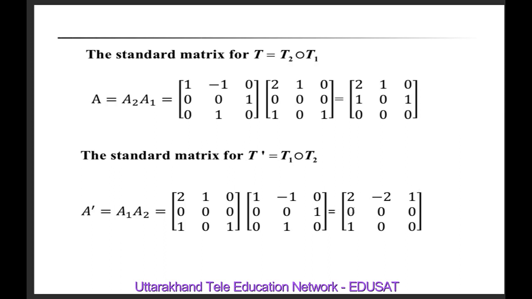In the second row, all the elements will come out to be 0, and in the third row, the first element is 1, second element is 0, third element is 0. So we have calculated the standard matrix for T2 of T1, which is 2, 1, 0, 1, 0, 1, 0, 0, 0, and the standard matrix of T1 of T2, 2, minus 2, 1, 0, 0, 0, 1, 0, 0. One may notice that these two are not equal. Hence, T2 of T1 is not equal to T1 of T2.